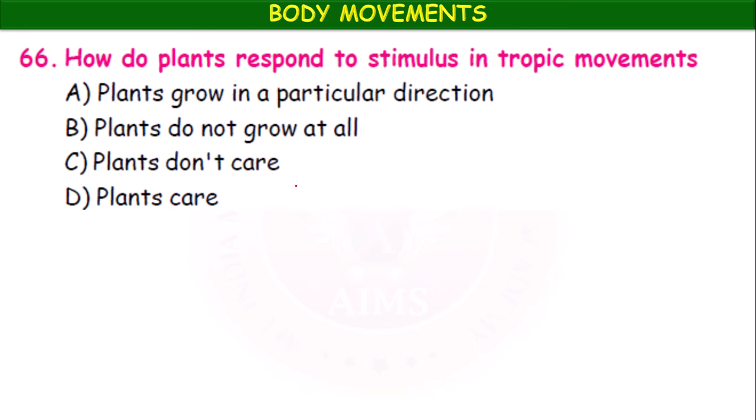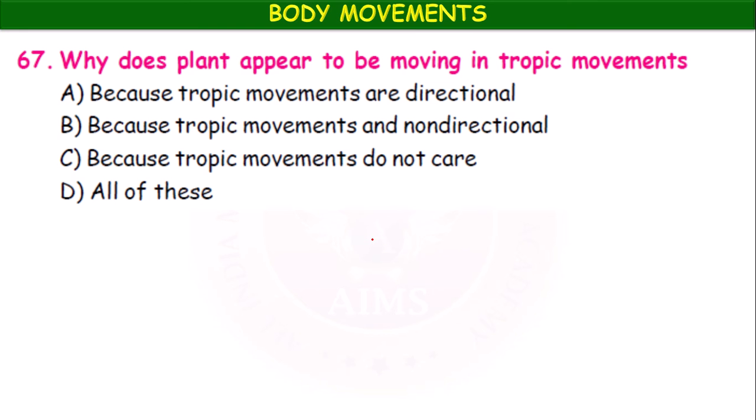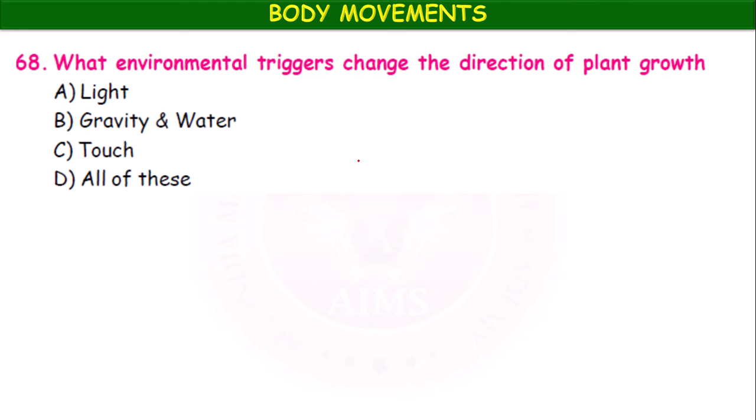How do plants respond to the stimulus in tropic movements? Plants grow in a particular direction, plants do not grow at all, plants do not care, plants care. Plants grow in a particular direction because of tropic movement. Why does a plant appear to be moving in tropic movements? Because tropic movements are directional, because tropic movements are non-directional, because tropic movements do not care, all of these. Here once again, because the tropic movements are directional.